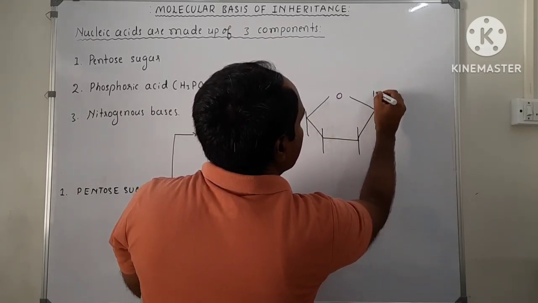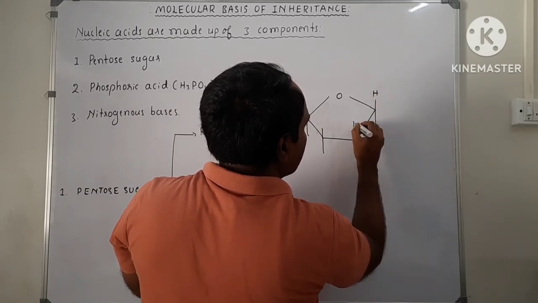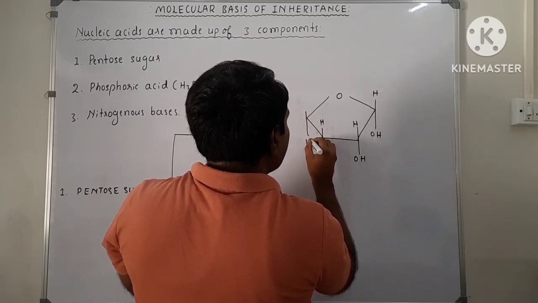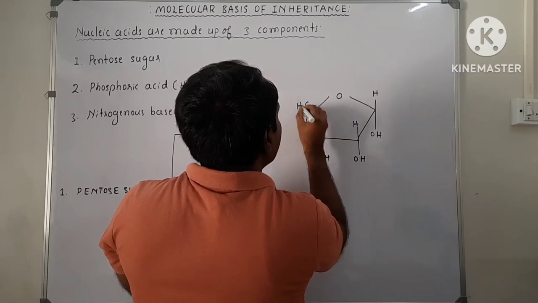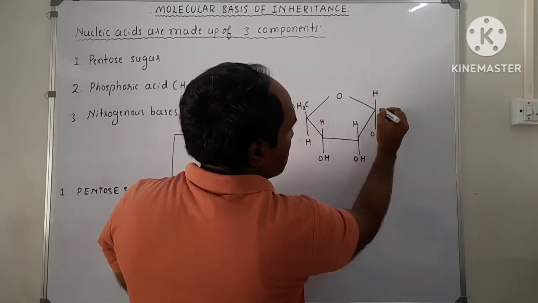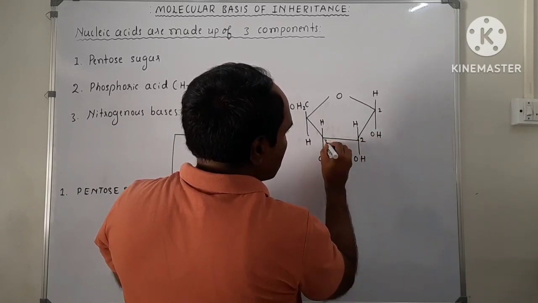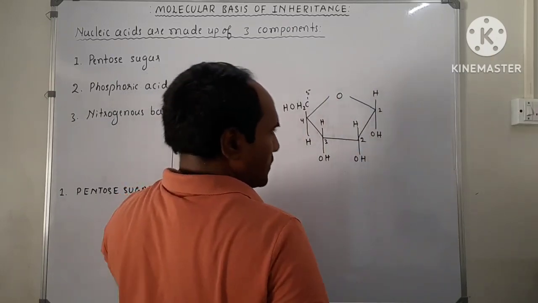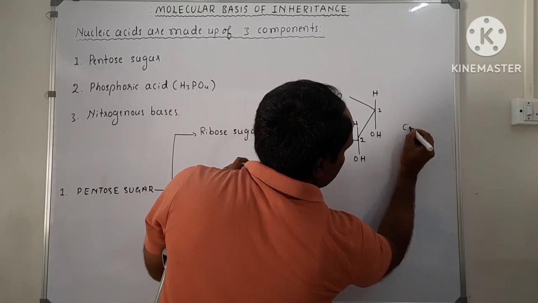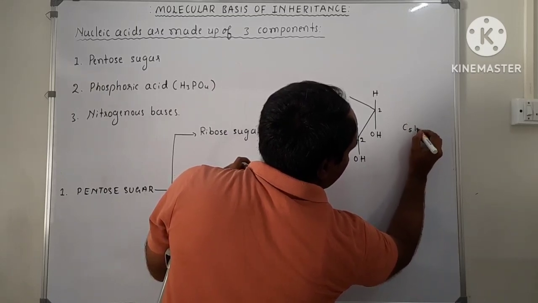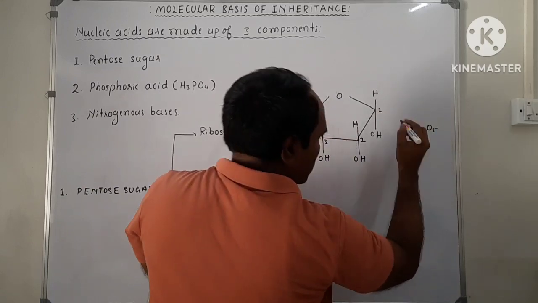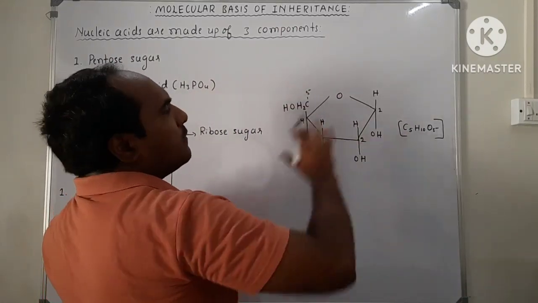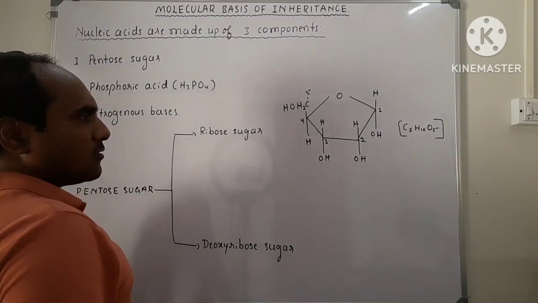This is O, H, OH, H, OH, H, OH, H, C, H2, OH. This is the first carbon atom, second carbon atom, third carbon atom, fourth carbon atom, and fifth carbon atom. Five carbon atoms are there. Its molecular formula is C5H10O5. This is the molecular formula of ribose sugar, and this is the structural formula of ribose sugar. Okay, this is ribose sugar.